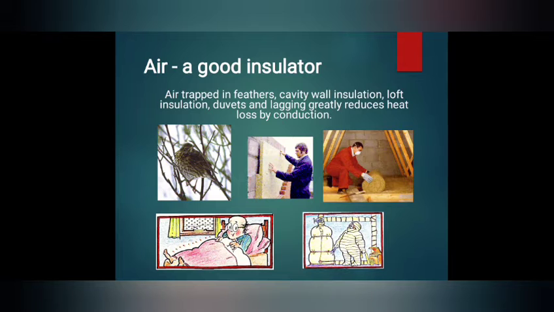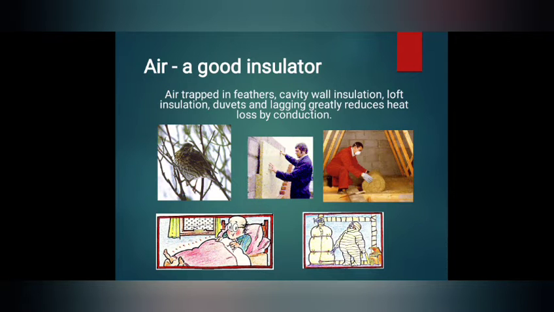So next, air is a good insulator. Air trapped in feathers, cavity and wall insulations, loft insulation, duvets, and lagging greatly reduces heat loss by conduction. Just like how furry animals survive the cold in the Arctic, this is the way that they provide insulation from the cold.